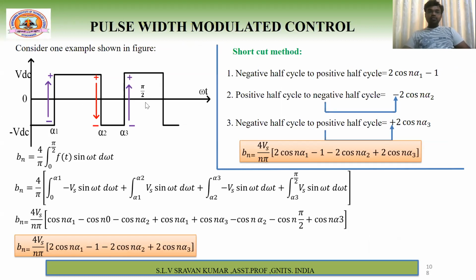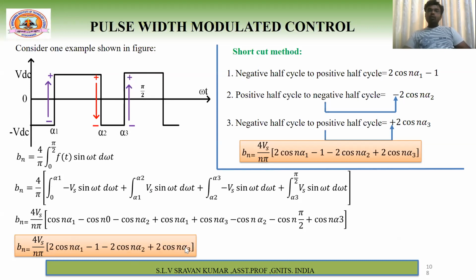Next, if you take one example, here this is pi by 2. Totally alpha 1, alpha 2, alpha 3 are available. Then I will give the shortcut method as well as the regular method we are discussing. Again, pi by 2 minus theta and pi by 2 plus theta are the same, therefore it is odd symmetry. Then you have to go only from 0 to pi by 2. If you go for 0 to pi by 2, write down the expression, and finally you will get this one.